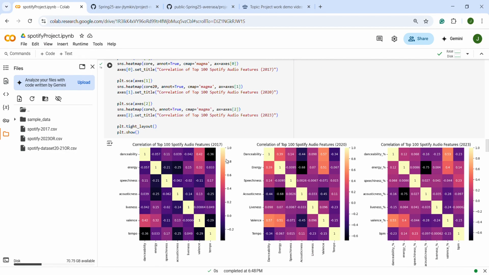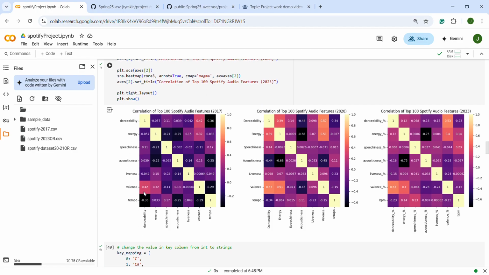I wanted to look at all three years in the same window, and as you can see, valence and danceability had the highest correlation for all 3 years. Valence is what Spotify identifies as a happy song, so that also makes sense. Most dance songs are usually happy. But there's really no other linear relationship in the rest of the data, which is kind of interesting.